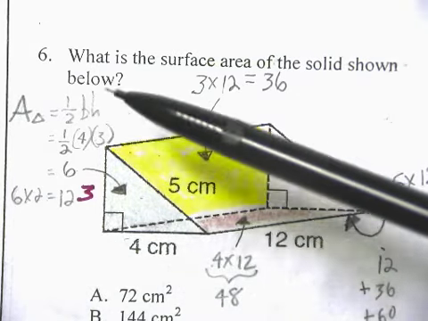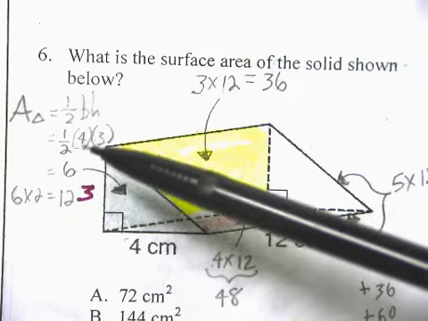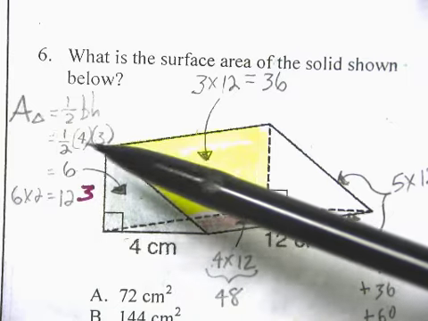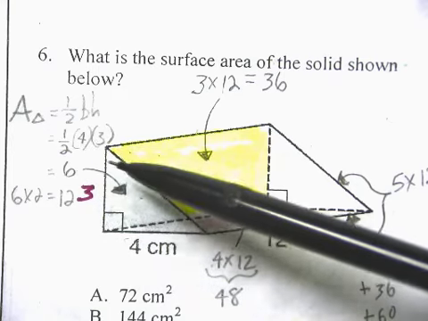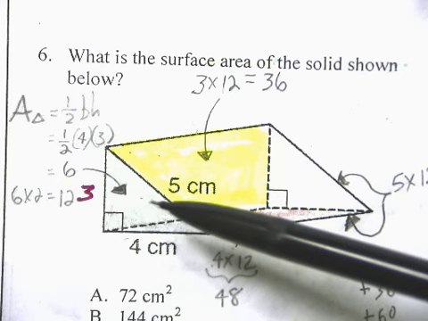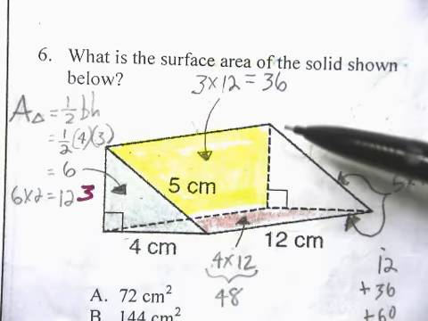Well, now that I have the height of this triangle, now I can find the area of it. The area of a triangle is half the base times the height. So it's going to be half of the base of 4 times the height of 3. Well, 4 times 3 is 12, and half of 12 is 6, which means that the area of this triangle right here is going to be 6 centimeters squared.